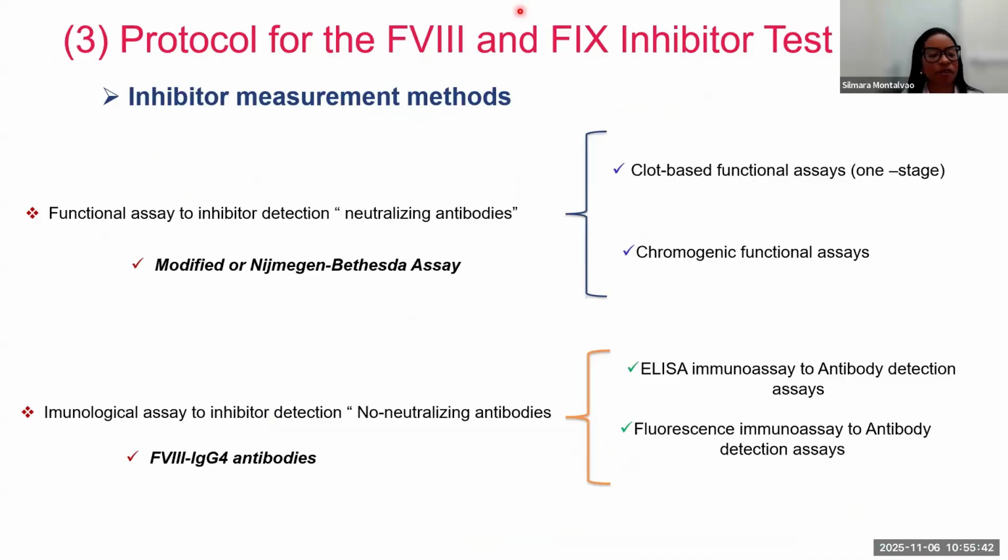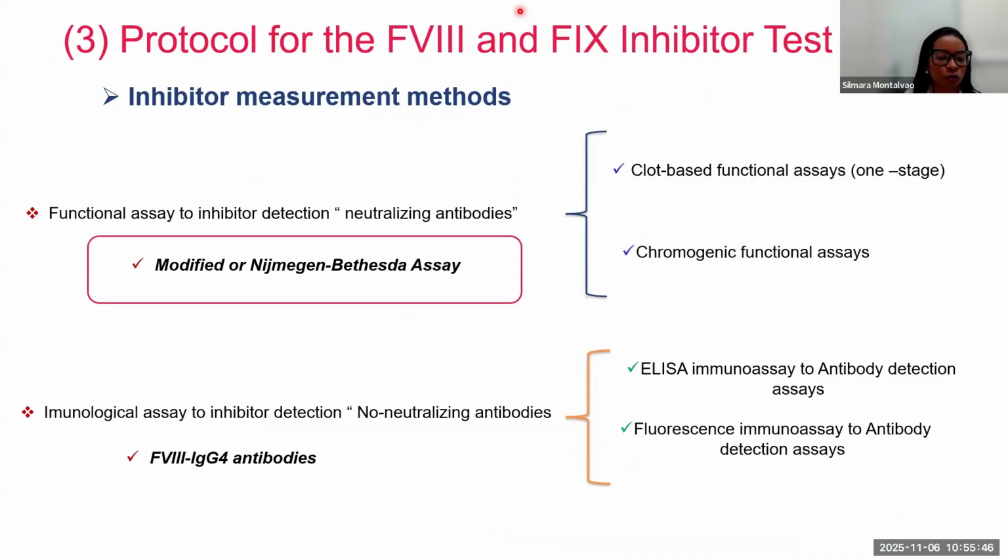The last point regarding the protocol: the functional assay to see the inhibitor, the neutralizing antibodies, is the modified Bethesda assay. You can use two types of methods: we can use the one-stage and chromogenic assay that Annette already explained to us. In some situations, if you want to see the antibodies without knowing whether they are neutralizing or non-neutralizing, you can use an immunological assay such as ELISA or fluorescence. But to see the inhibitors, the only gold standard until now is the modified Bethesda assay.